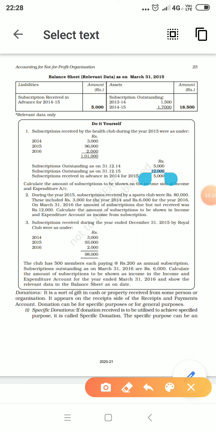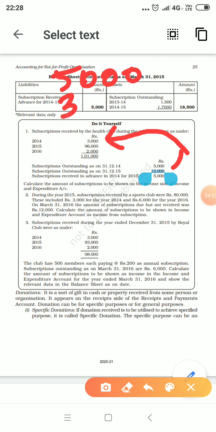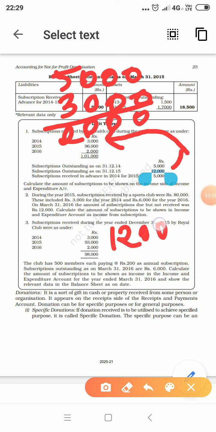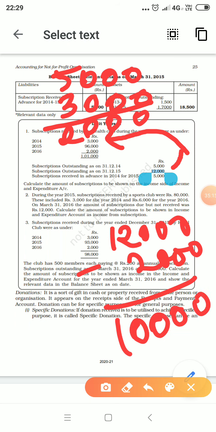So again I am saying 5,000 is previous year's outstanding. Out of this 5,000, we have received 3,000. So 5,000 minus 3,000 received during the current year, 2,000 is still outstanding. This 2,000 is included in 12,000. So if we have to calculate only current year's outstanding, it is 12,000 minus 2,000. 10,000 is current year's outstanding subscription. 10,000 rupees we are supposed to receive in the current year, but we did not receive.